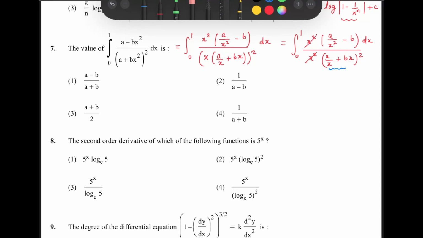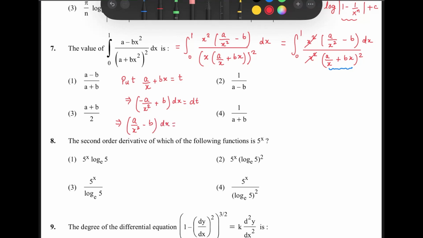Now if I put a by x plus bx equals t, and differentiate both sides, I get minus a by x square plus b times dx equals dt. So this is just the negative of this thing. So a by x square minus b, taking the minus common, will be minus dt. So my integral will turn out to be minus dt over t square, because this is just t.